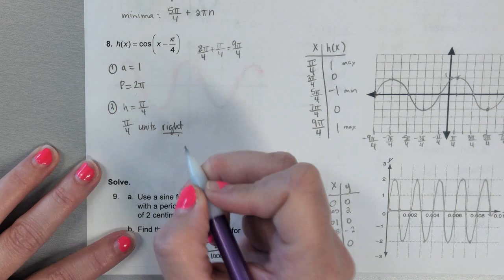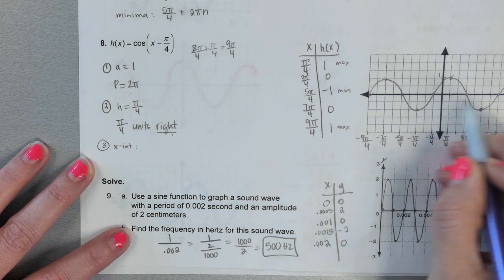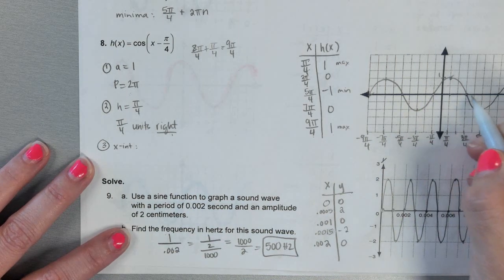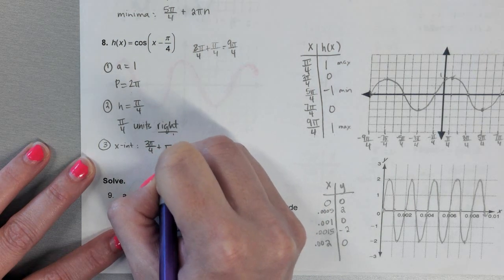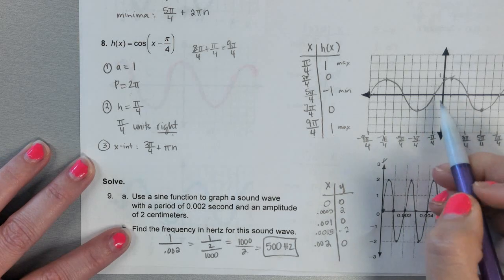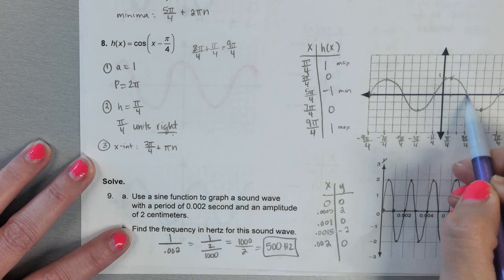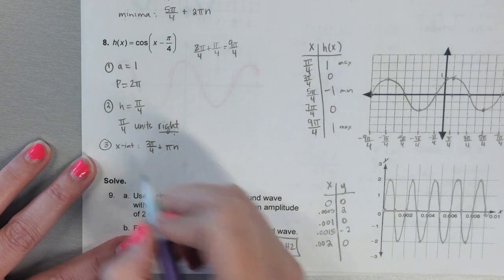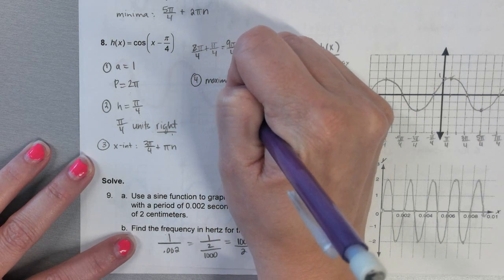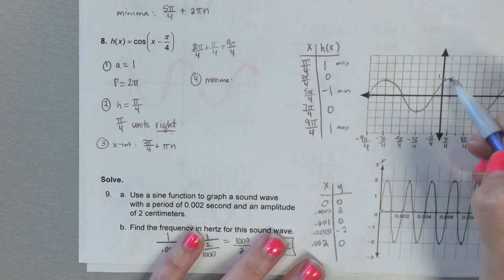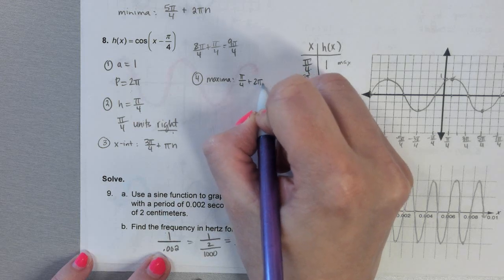Okay, so when you're doing the x-intercepts, again, just pick any of them. I usually choose the first positive one, so this is at 3 pi over 4, so it's just 3 pi over 4 plus pi n, because they occur every pi. So from here to here is pi units. Negative pi over 4 to 3 pi over 4, that's 4 pi over 4, which is pi. Okay, and then we'll do the maxima. The value is 1, so it hits a 1 at pi over 4, so it's just pi over 4 plus 2 pi n.